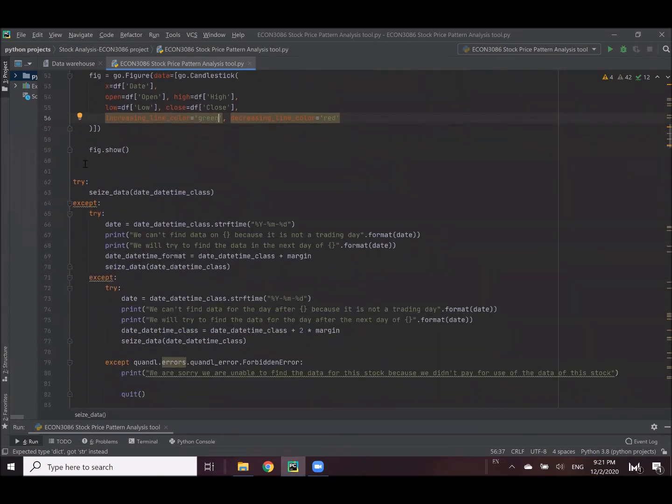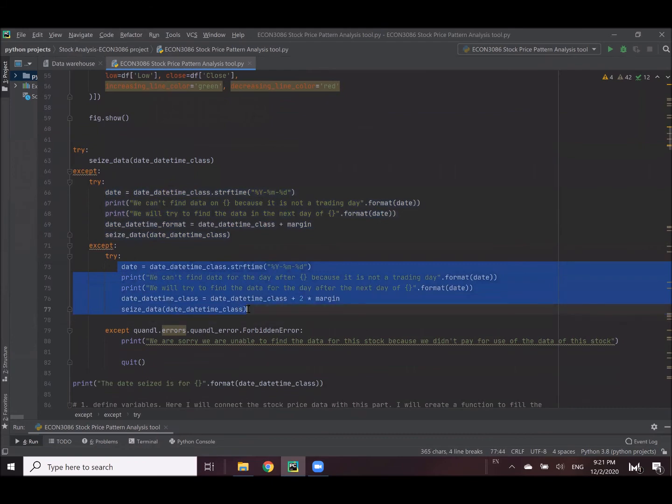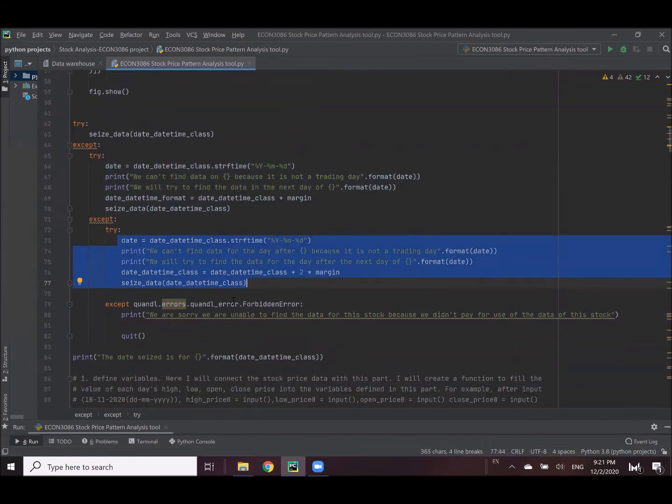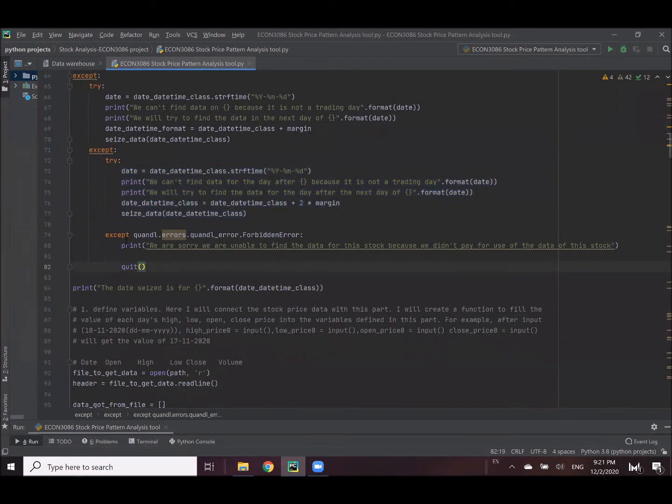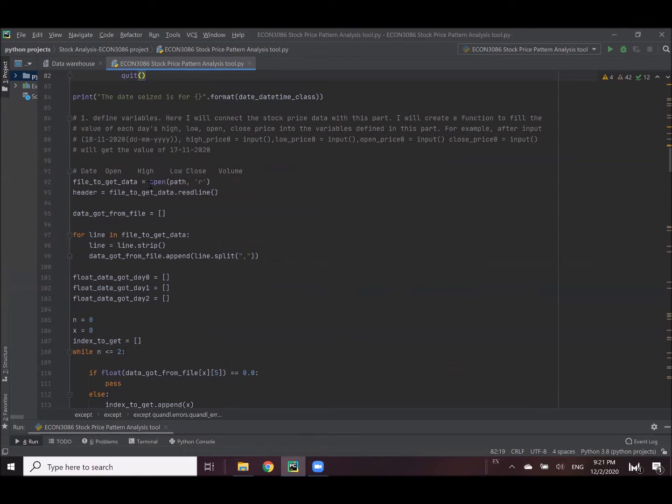And after finishing this function, we try to call it. And there might be an error because the input might be a Saturday or Sunday, so we try again. If it's still not working, we will try it again, and it will work. But there are some exceptions. For example, the forbidden error, because we didn't pay for the database, so our access is limited. And in the next part, we open this file again to read it.